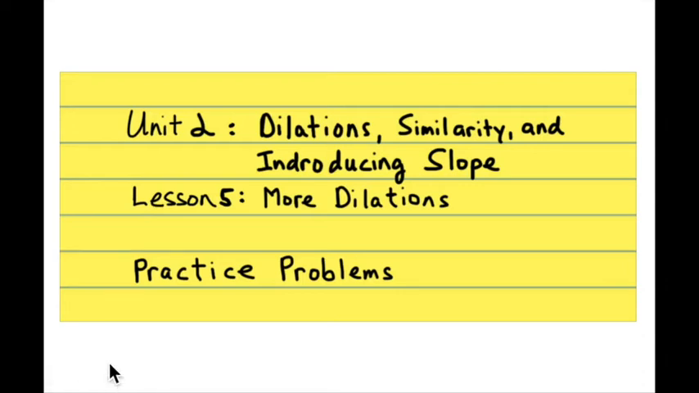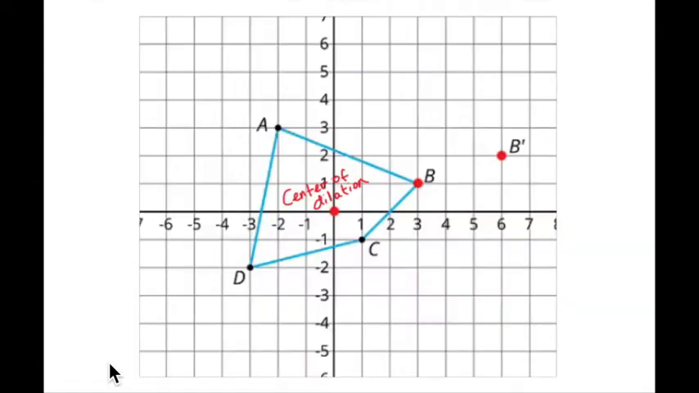These are the practice problems for lesson 5, and this is problem number 1. You're supposed to take this quadrilateral, which is A, B, C, D, and dilate it with the center of dilation at point 0, 0, and dilate it with a scale factor that's determined by B prime here. They don't tell you what the scale factor is. You have to figure that out.